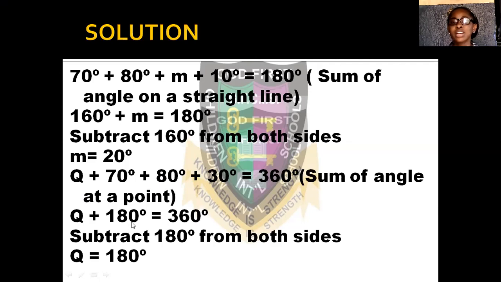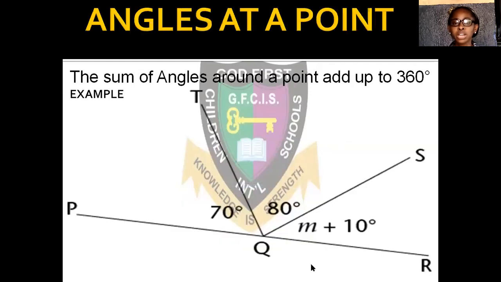That is equal to 180 degrees. So let us subtract 180 from both sides to find the value of Q. 180 degrees minus 180 degrees gives us 0, leaving Q, and 360 degrees minus 180 gives us 180 degrees. So the value of Q is equal to 180 degrees.